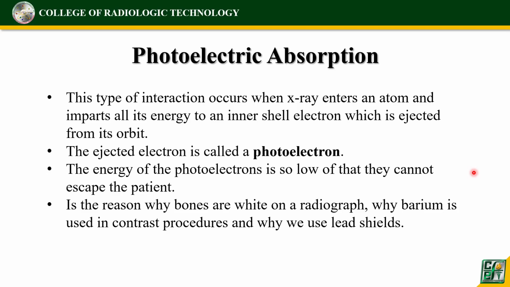So ano ba yung common dun sa tatlong yun? Ano yung common sa bones, sa barium, at sa lead shields? Ano yung common sa kanila? High atomic number. Yes, they have high atomic number. Okay. So therefore, high atomic number materials have the capability to absorb radiation. So total absorption. Okay?